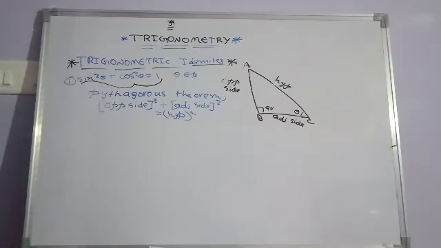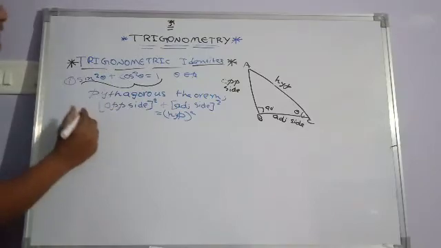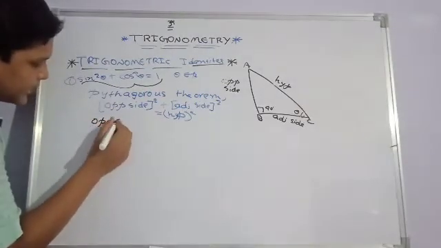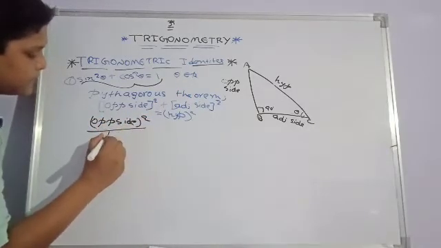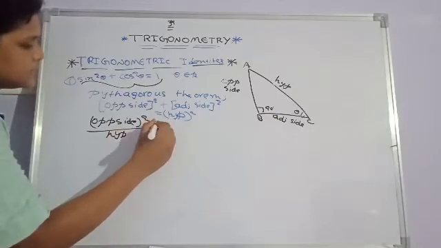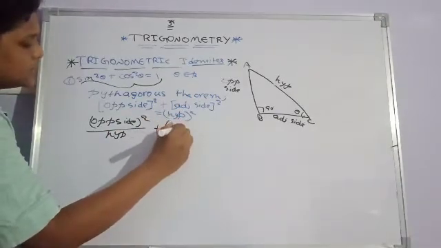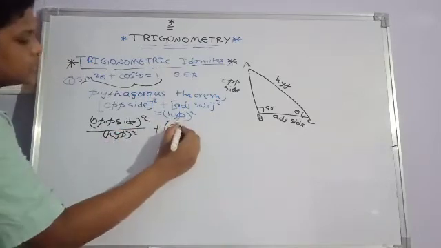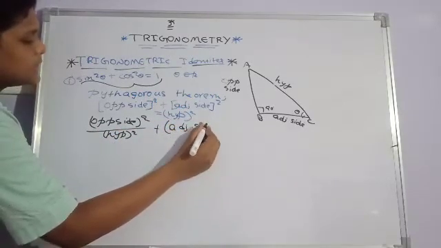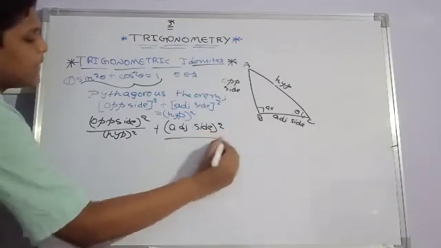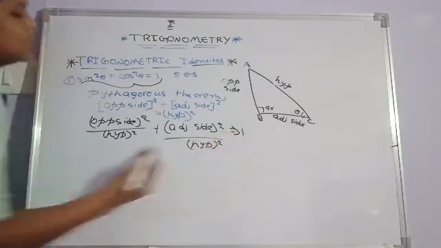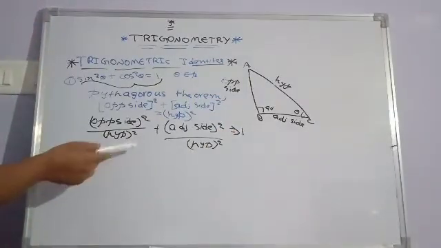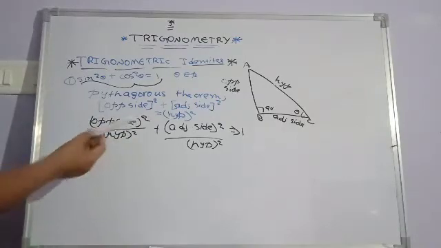Okay, this can be written as opposite side whole square divided by hypotenuse plus hypotenuse whole square plus adjacent side whole square by hypotenuse. We wrote this one like this. This can be written like this.